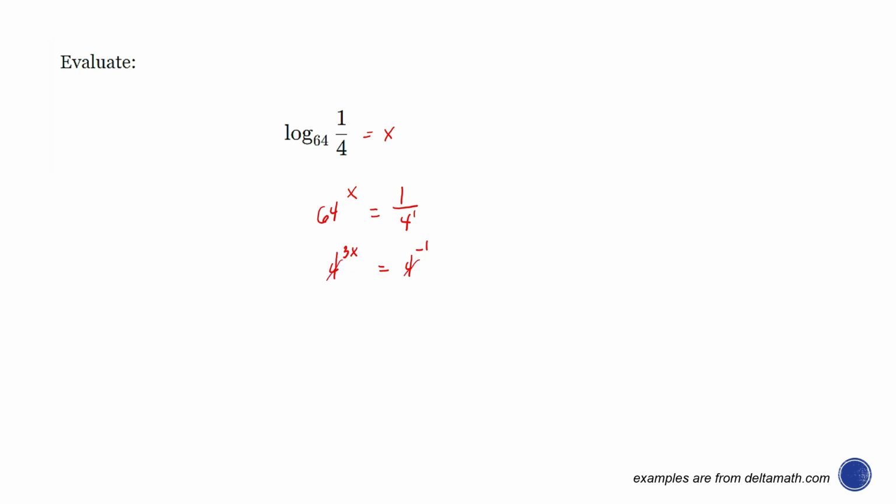So that means we can disregard the 4, and we can have 3x equals negative 1. Then just divide 3 on both sides. So x equals negative 1 over 3.